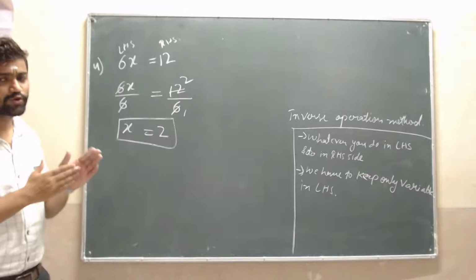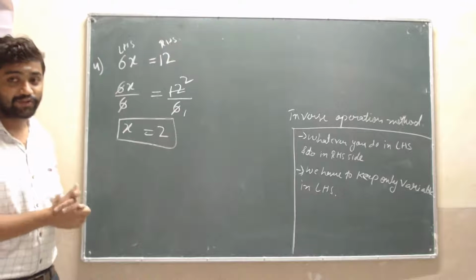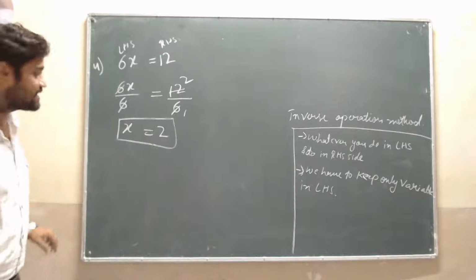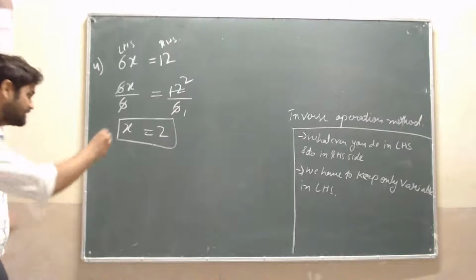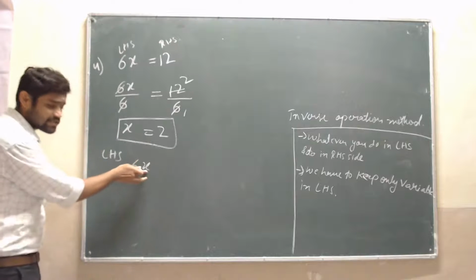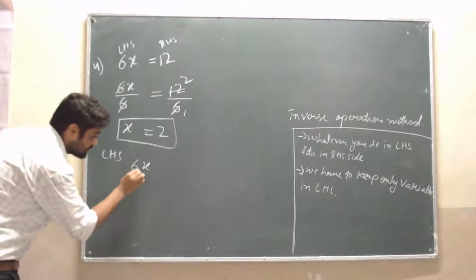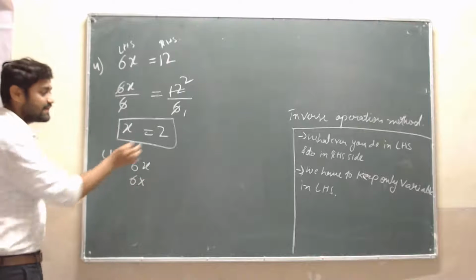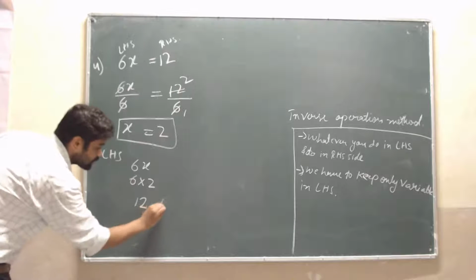Bharat Raichur, x is equal to not 6. See here, 12 by 6. Very good. That is x is equal to 2 is the correct answer. Sir, how do you know? See, LHS we have 6x. What does 6x mean? That is 6 into x. The value of x here is 2. 6 twos are 12. 12 is the RHS side.